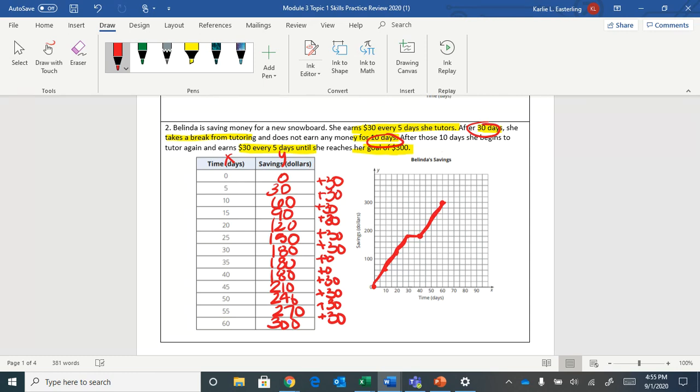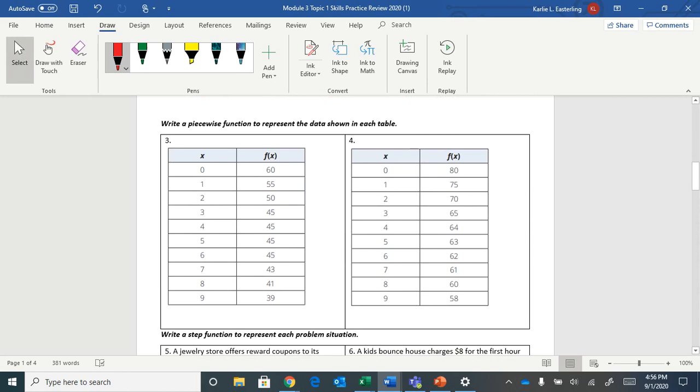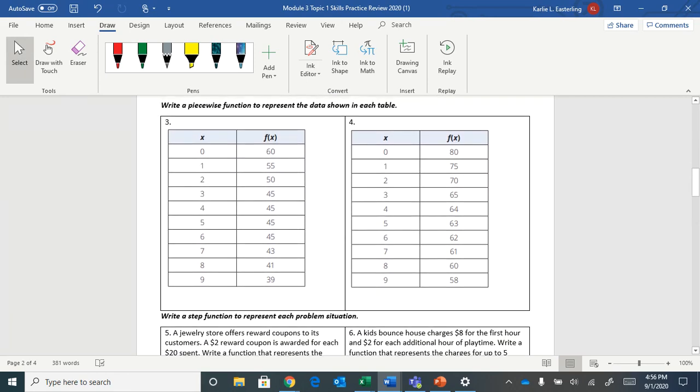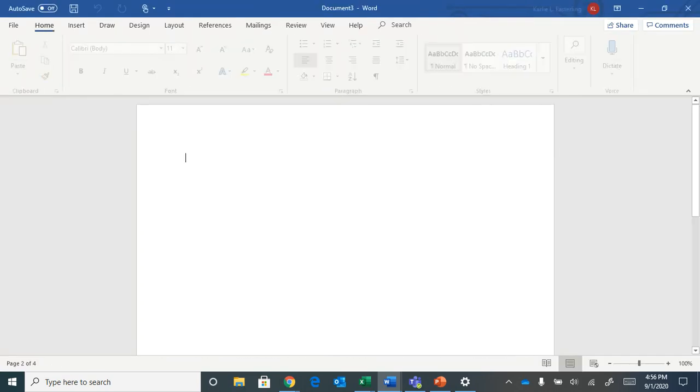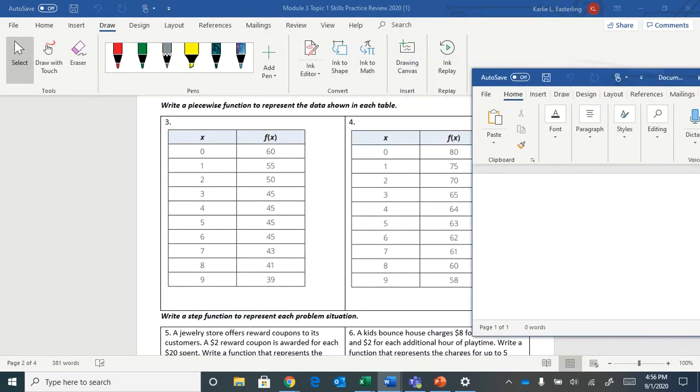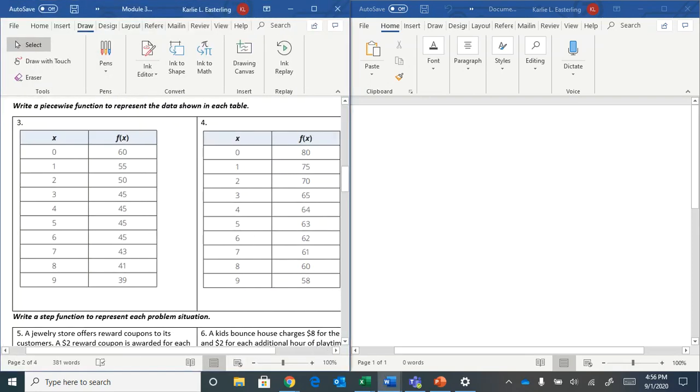So that's our graph. And again, this is a piecewise function because we are graphing different pieces of different lines. Because if we were to write the equation for these, this first little section right here would give us one line, that section would give us one line, and then that final section would give us another line. So, and then we're going to get to number 2 and 5. So let me open up and pull another Word document. Let me see if I can get these to share screens.